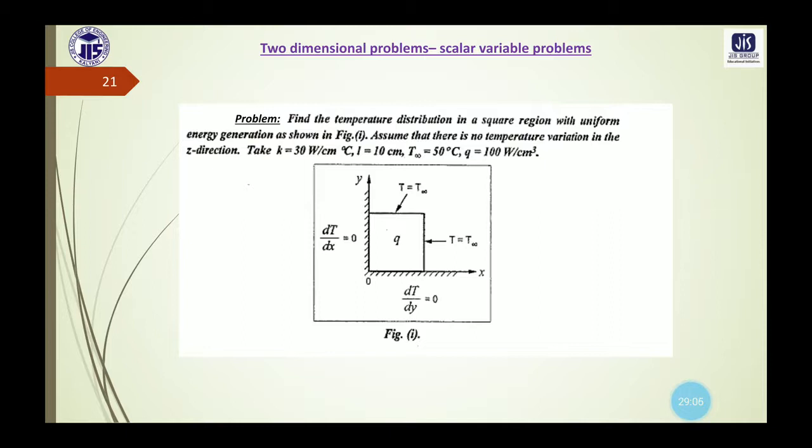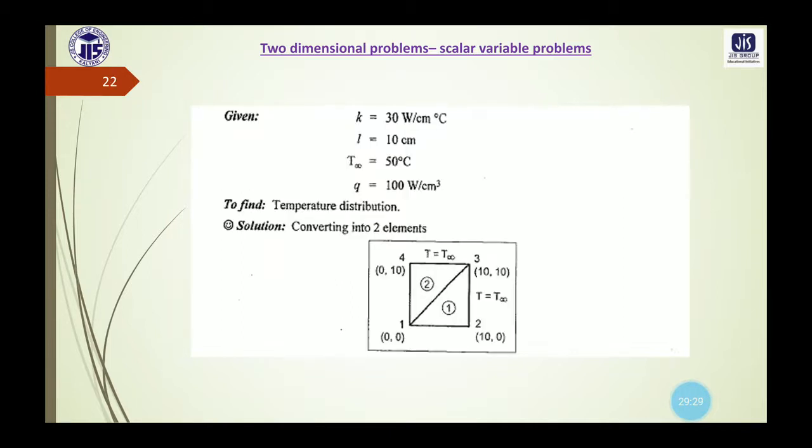Let us discuss the next numerical. So we need to find the temperature distribution in a square region with uniform energy generation, which is shown in this diagram. We need to assume that there is no temperature variation in the z direction. It is given thermal conductivity, then it is 10 centimeter, then temperature is 50 degrees centigrade, and Q is 100 watt per centimeter cube. These are the things given. So we need to find the temperature distribution.